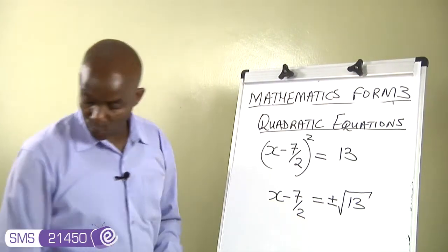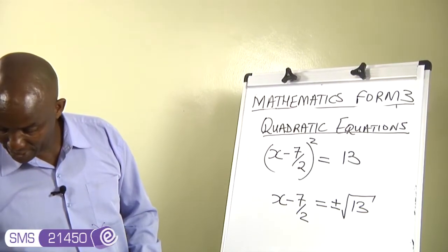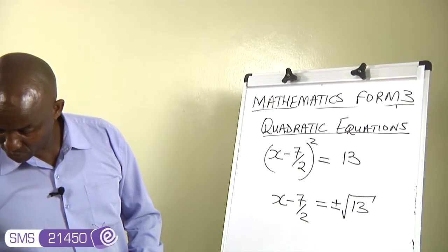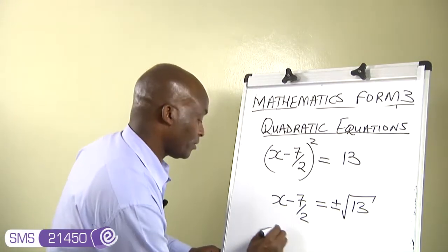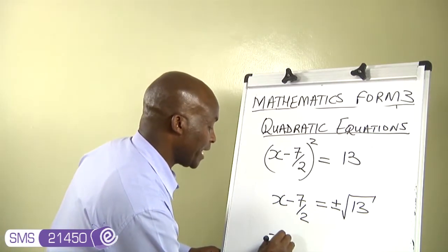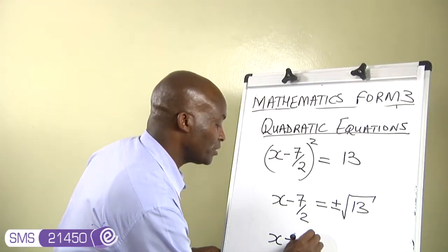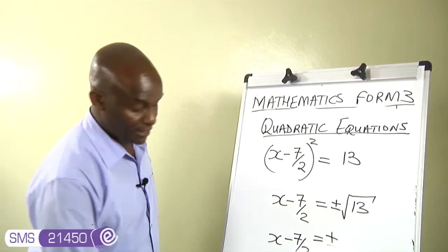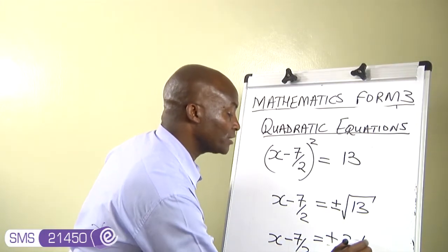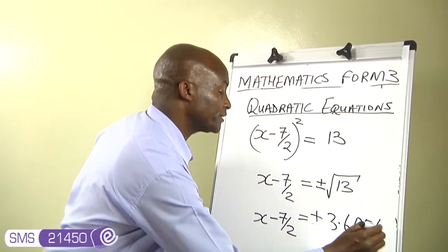So square root of 13. What's the square root of 13? From your tables, you can get it, or from your calculator. So this therefore becomes x minus 7 over 2 is equal to plus or minus square root of 13, which is 3.6056.